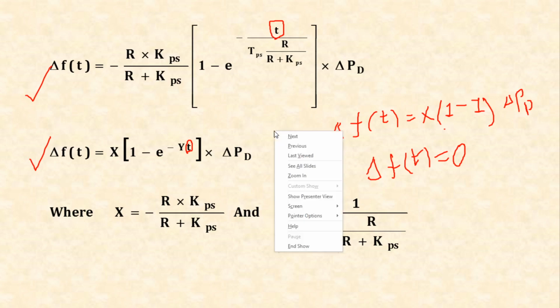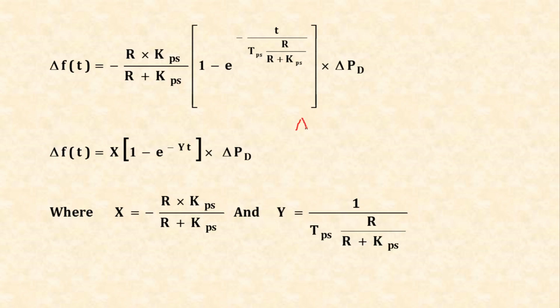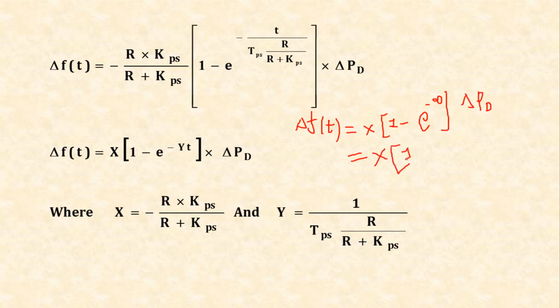Now next we have to put t equal to infinite. So again delta f of t for t equal to infinite is equal to x into 1 minus, this will become e raised to minus infinite, into delta Pd. Clear?